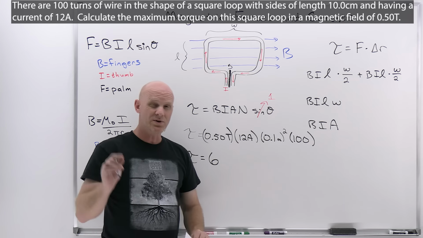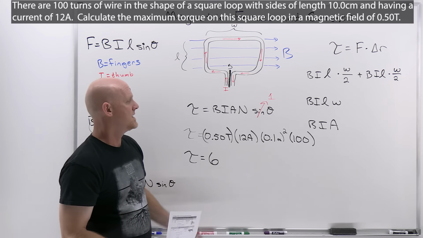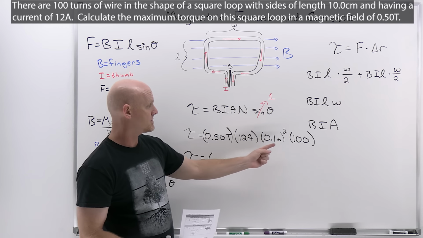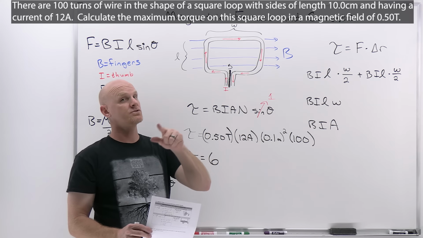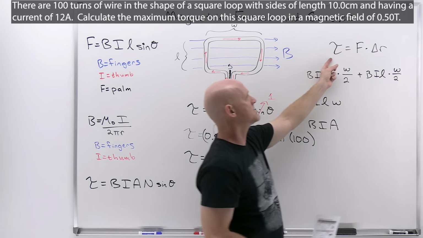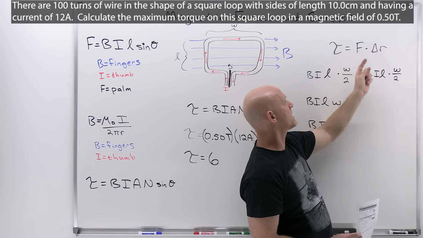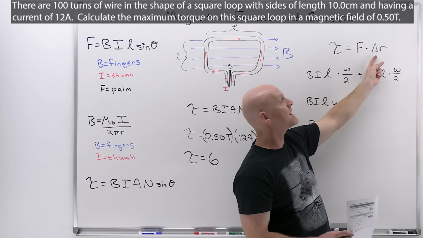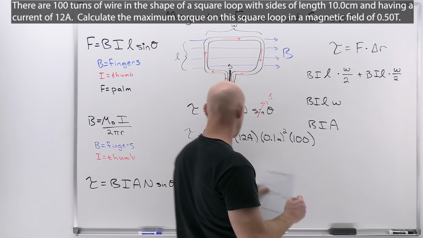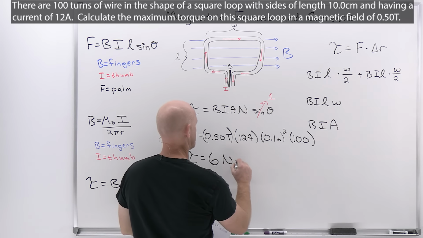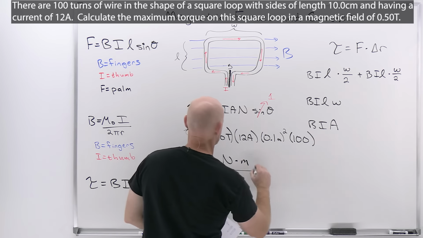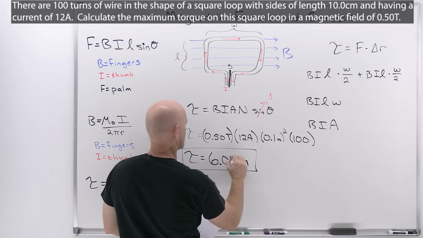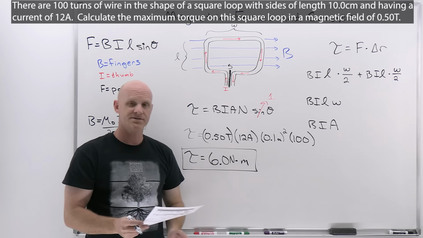And my question for you is 6 what? So, well, you could go through here and be like, well, it's a Tesla amp meter squared. And that's true, but you might be better off just looking back and reminding yourself what the units for torque are. And it's force times lever arm, which was force newtons times a distance meters, and it's a Newton meter. And to get 2 sig figs, I should have made this 6.0 Newton meters.